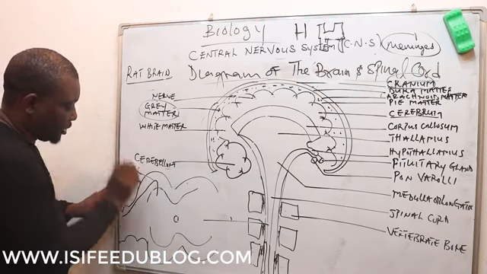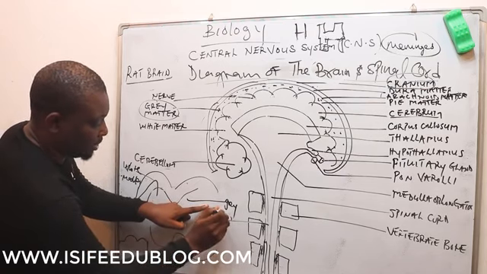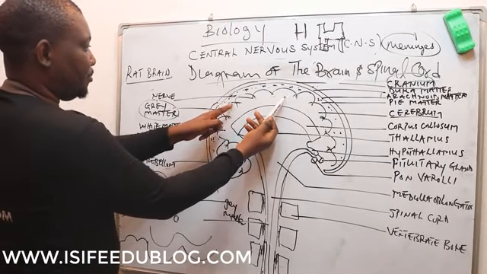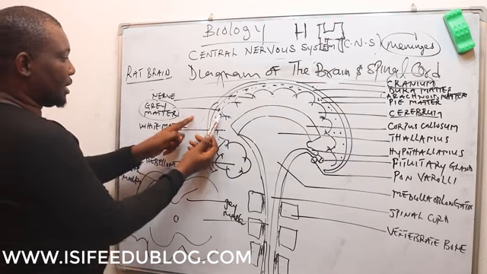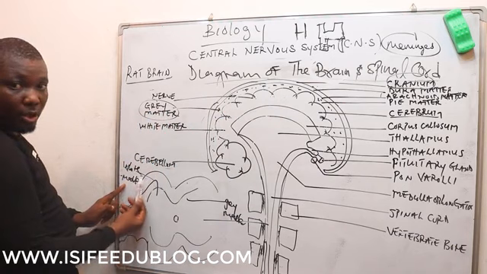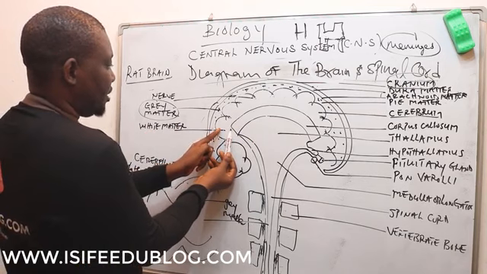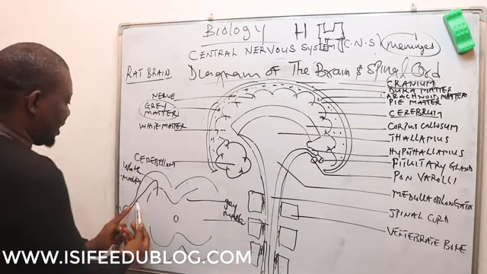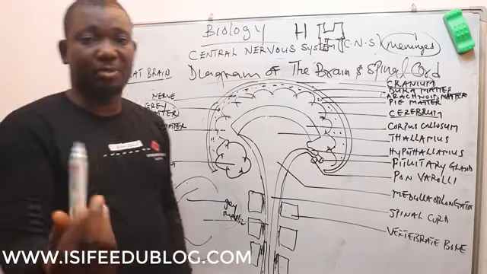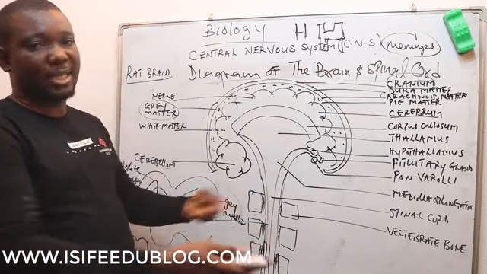The outer part of the spinal cord is comprised of the white matter, and the inner part comprises the gray matter. In contrast, in the brain, the outer part comprises the gray matter, and the inner part of the brain comprises white matter, but the inner part of the spinal cord comprises what? Gray matter. This is a very typical difference between the spinal cord and the brain. Please take notes.